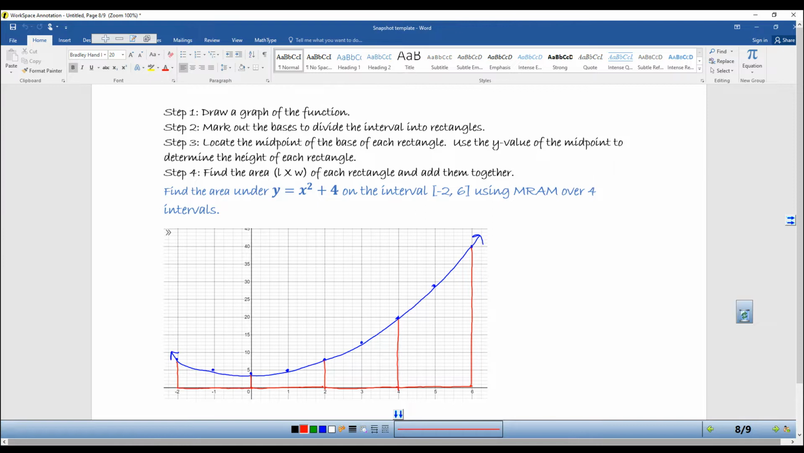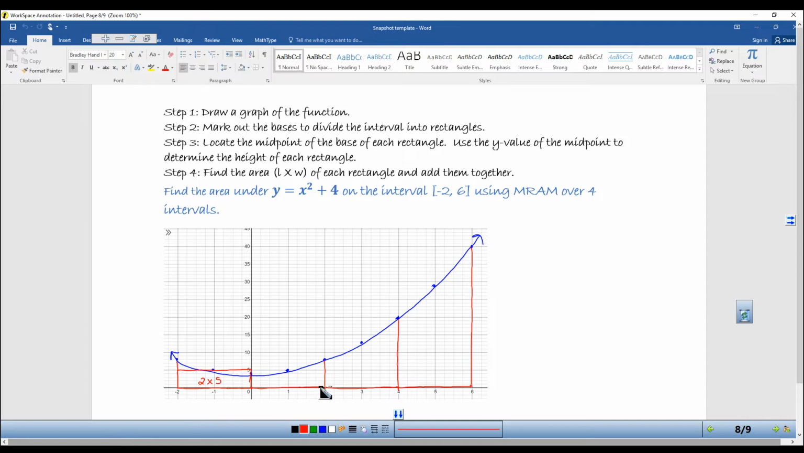But what we need is the height, and this is the important step 3. Locate the midpoint of the base of each rectangle. So for this one, it's -1. And then use the y value of the midpoint to determine the height of the rectangle. So when x is equal to -1, the y value is 5. That is going to be the height of this rectangle. This is a 2 by 5 rectangle.